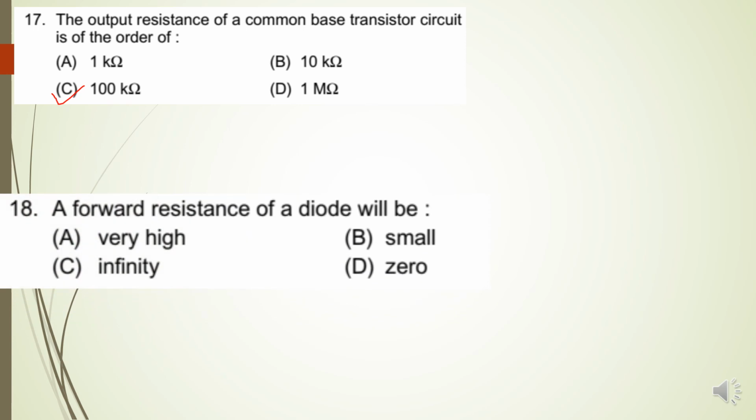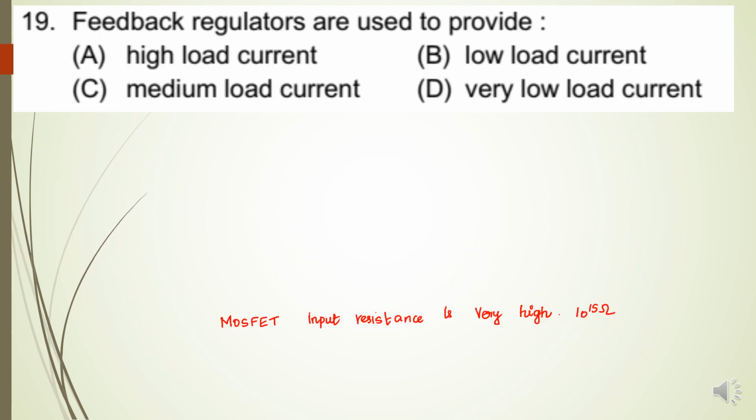Next question. The forward resistance of a diode will be: very high, small, infinity, or 0. In the forward bias region, the current is flowing, so it acts as a short circuit. So the resistance is very small. So option B is correct.